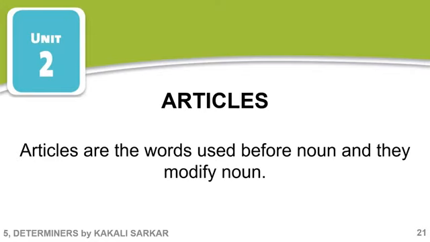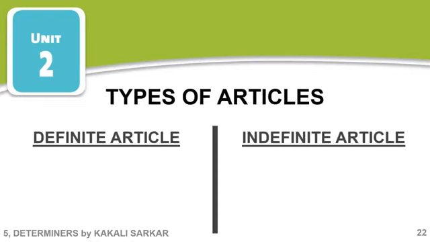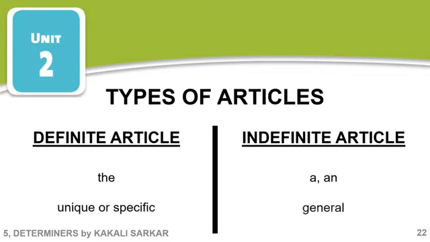Now, there are two types of articles: definite article and indefinite article. The is the definite article. The indefinite articles are a and an. The is called the definite article because it determines unique or specific nouns. And a and an are used in general. They don't show uniqueness or specify any object.